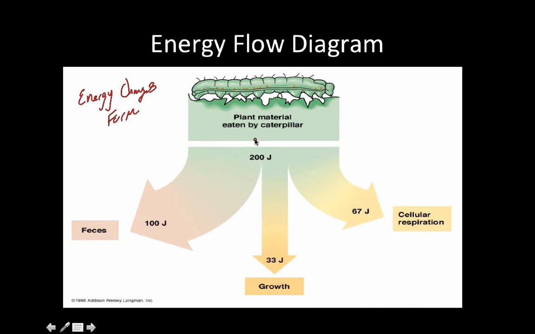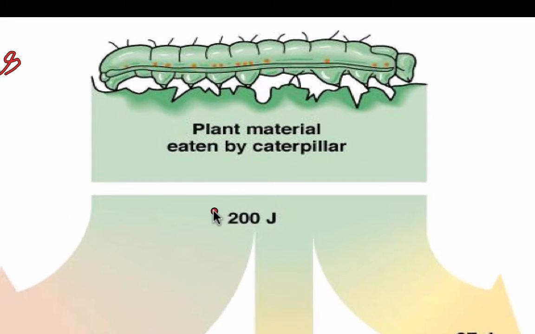So it changes form. So what does that look like? Here we start with, in this box, and I'll switch to green because that's what they use, that we had 200 joules of energy to begin with, right? So that energy is being consumed by this caterpillar. What does the caterpillar do with that energy?